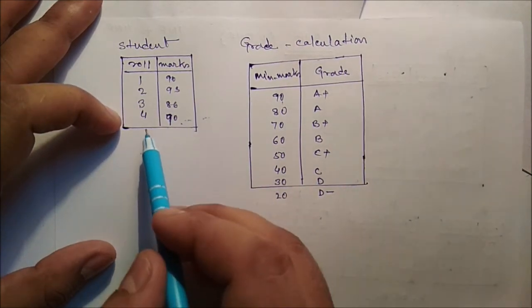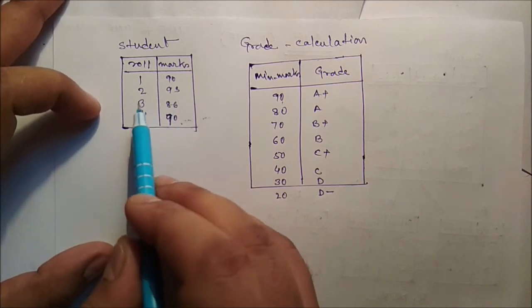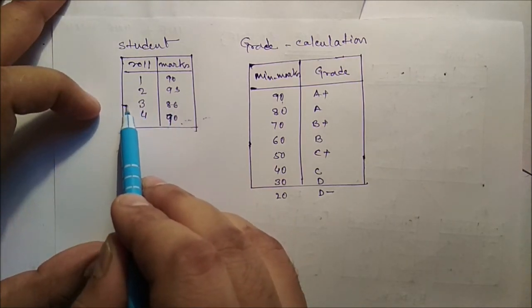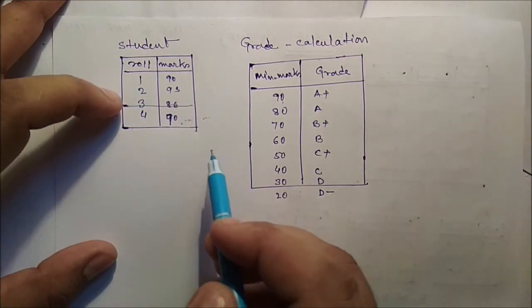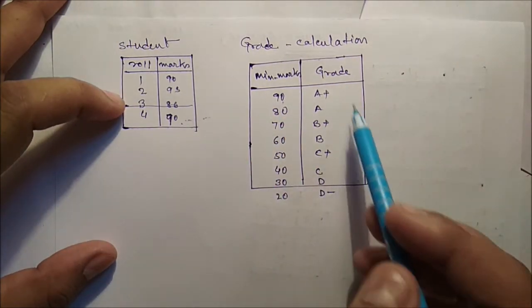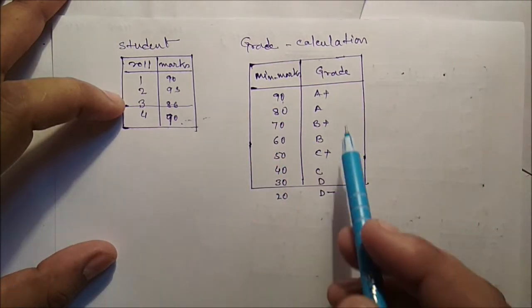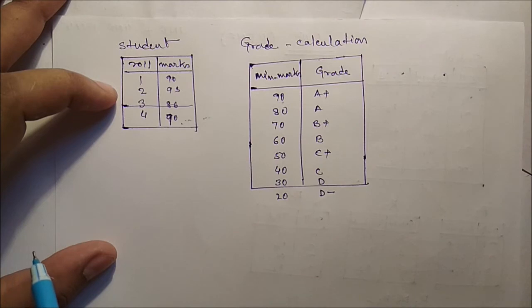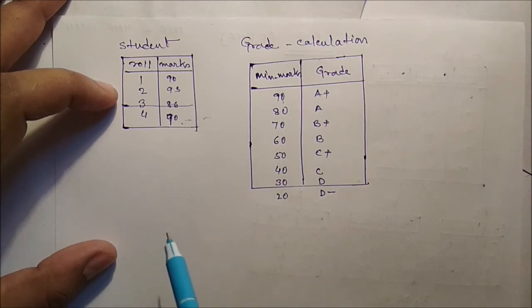And deletion anomalies: suppose roll number 3 wants to leave this particular college, easily we can remove this information from this table without updating the grade calculation table. So that means the table is in DKNF. Here we preserve the domain of the data.